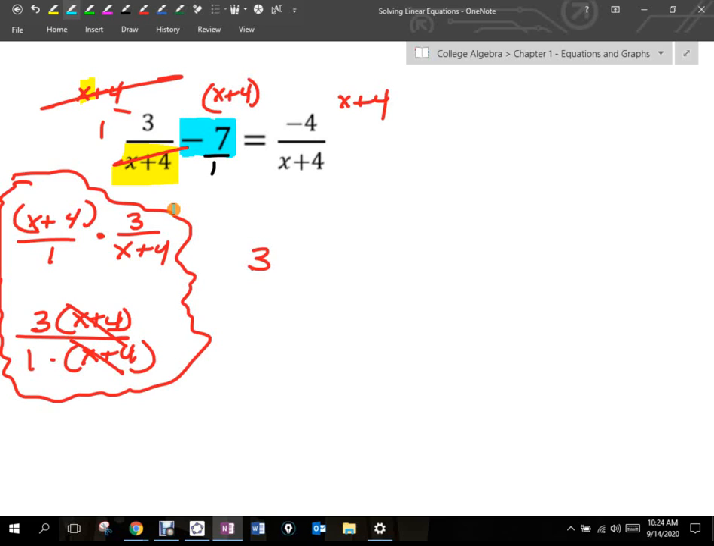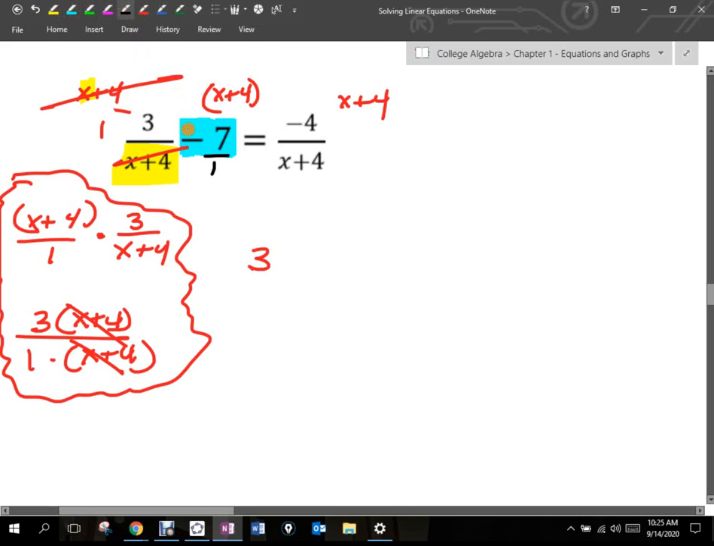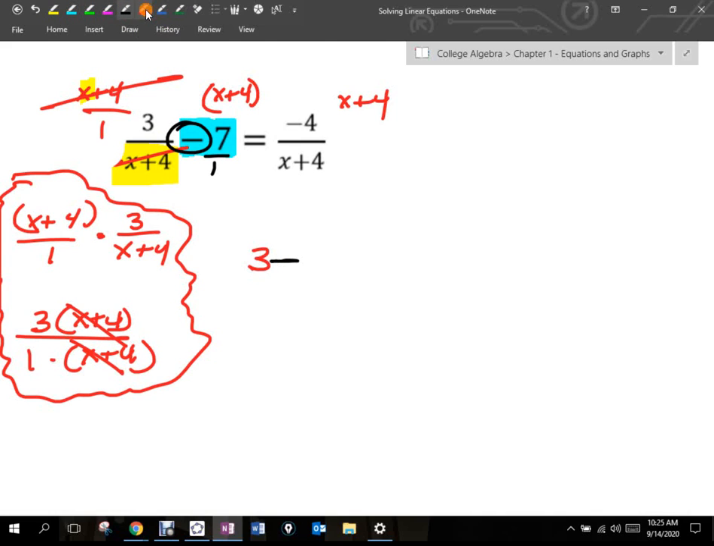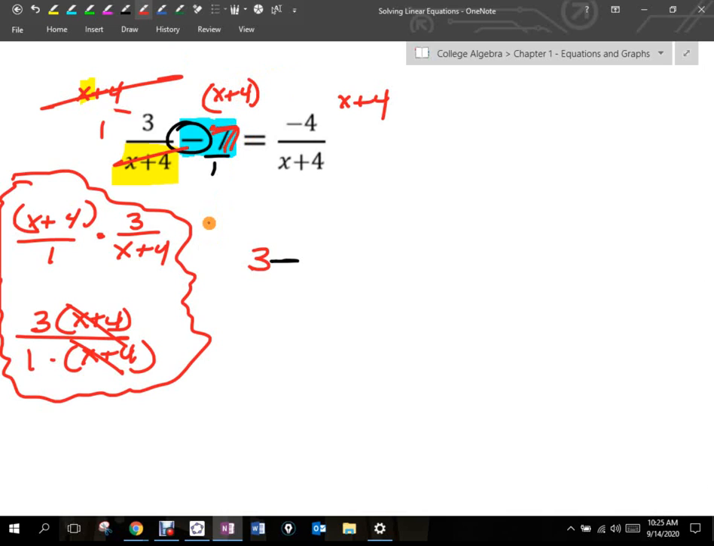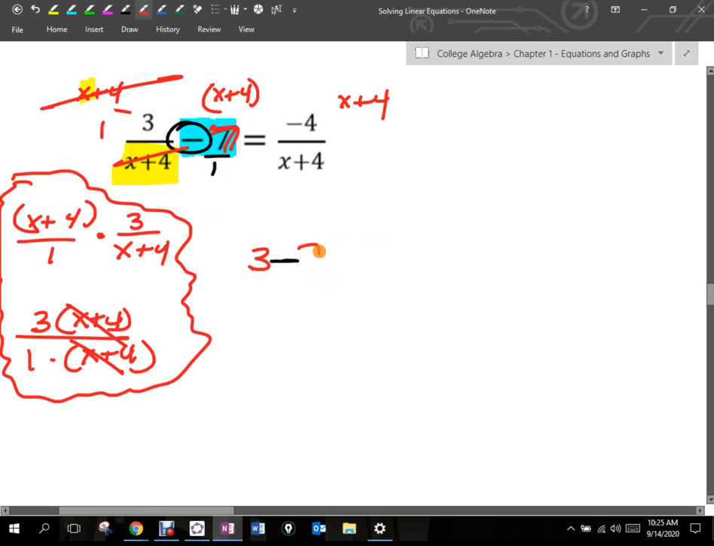The number one error is that people are going to take that -7, and they're not going to pay attention to the negative. They're going to say, oh, that negative needs to go right there. And then they're going to say, I'm going to take this 7 and multiply it by x plus 4. And when they do that, they get 7x plus 28. Does that make sense? And it should be -7x minus 28. Is that okay with everybody?